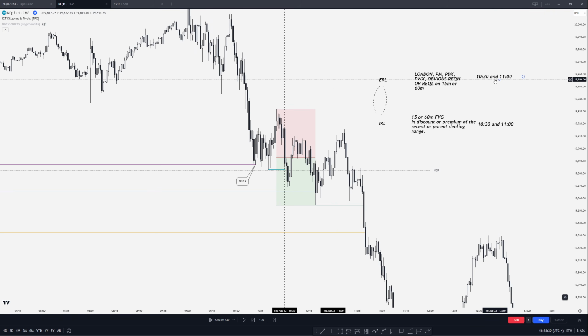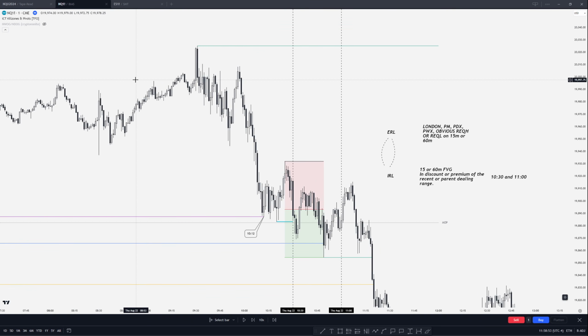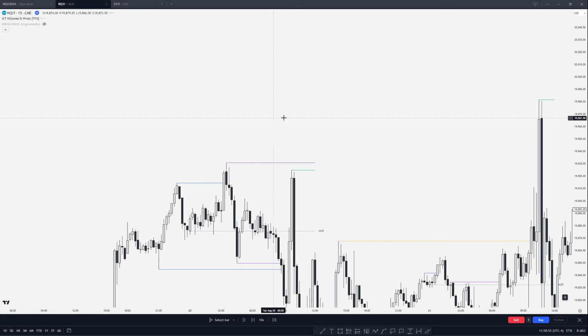And then obviously if we sweep one of these at 9:30 or 10, or even before 9:30, then we're likely to see that discount or premium PD array in the form of an internal range fair value gap. So if we take a look at this, let me go back to the 15-minute chart.